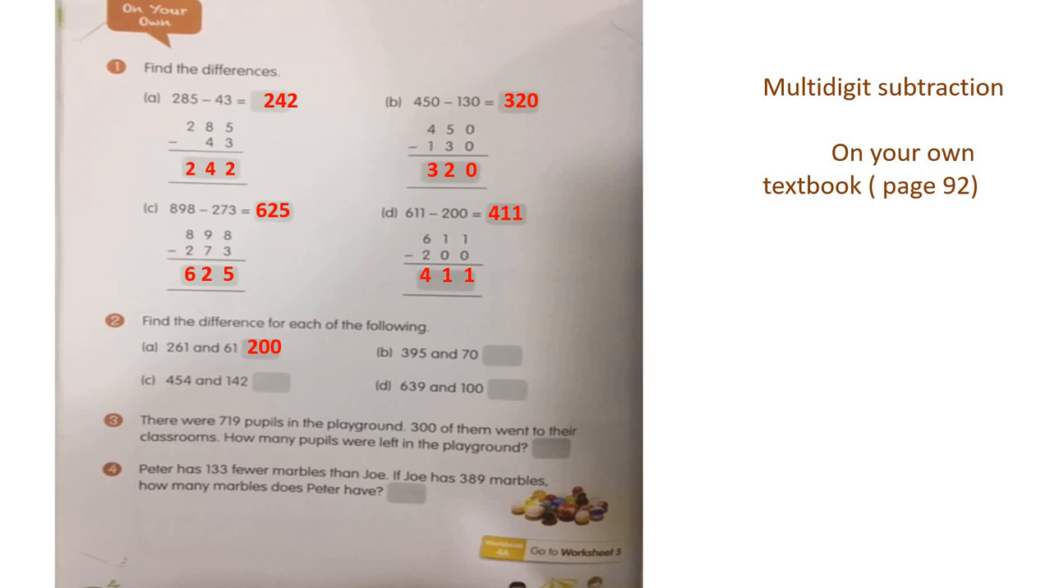Okay, B. I have 395 and 70. If I want to take away, 5 take away 0 equals 5, 9 take away 7 equals 2, and 325. The last, C, 454 and 142. You take away 142 out of 454 to have 312.